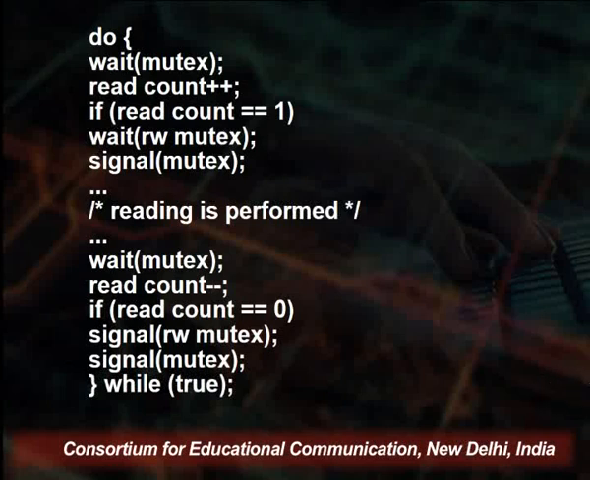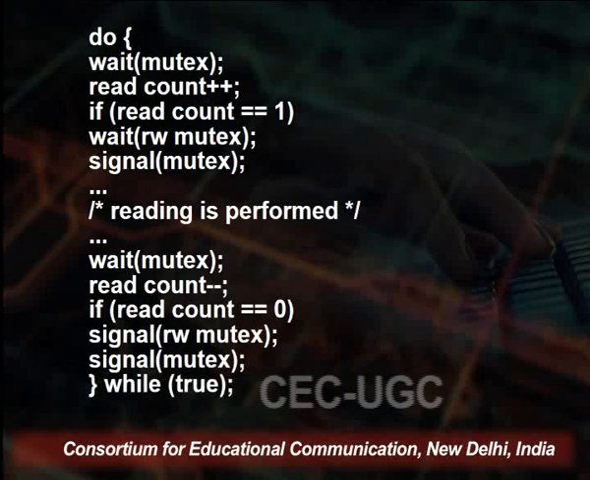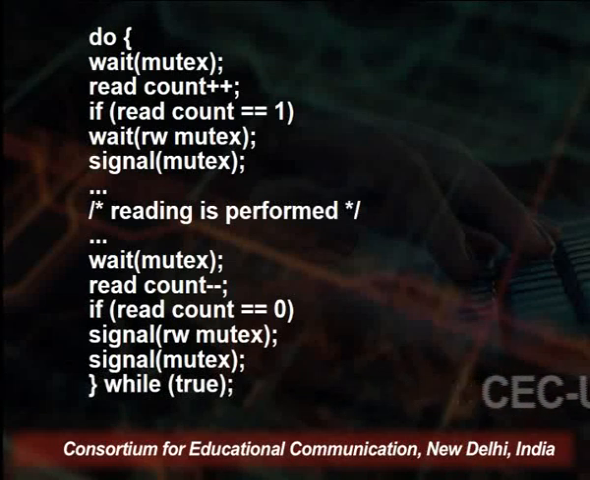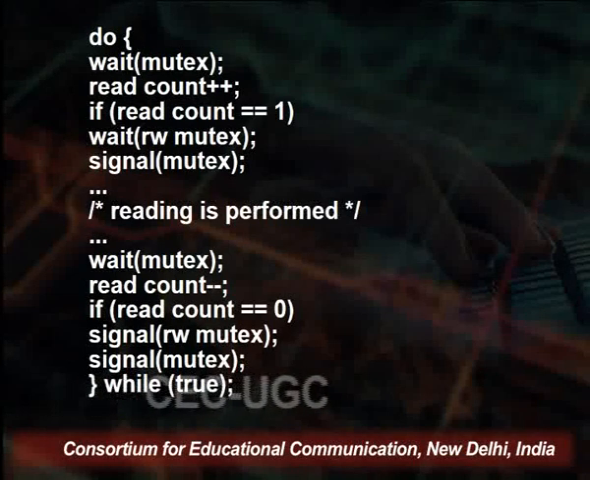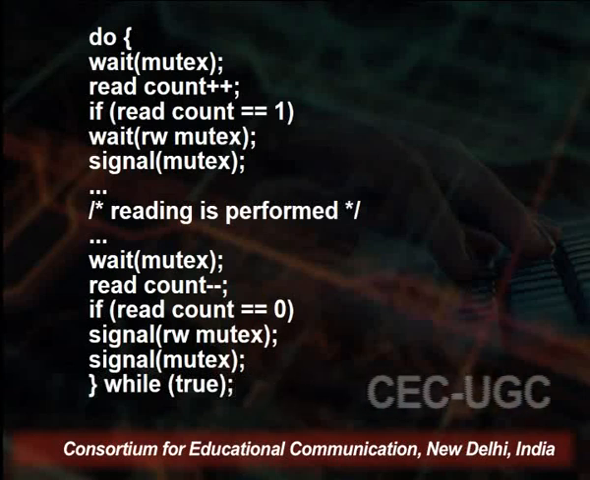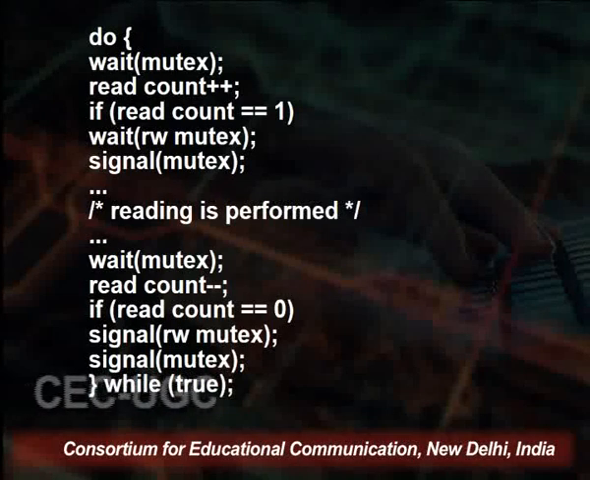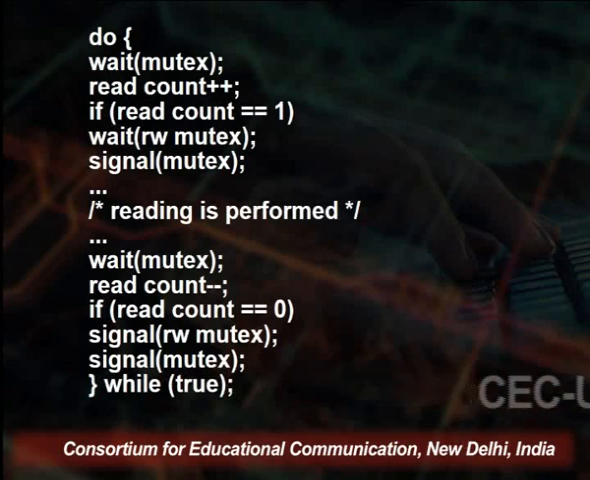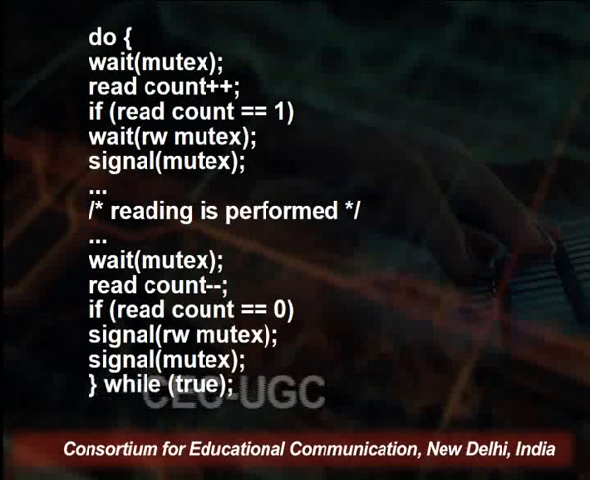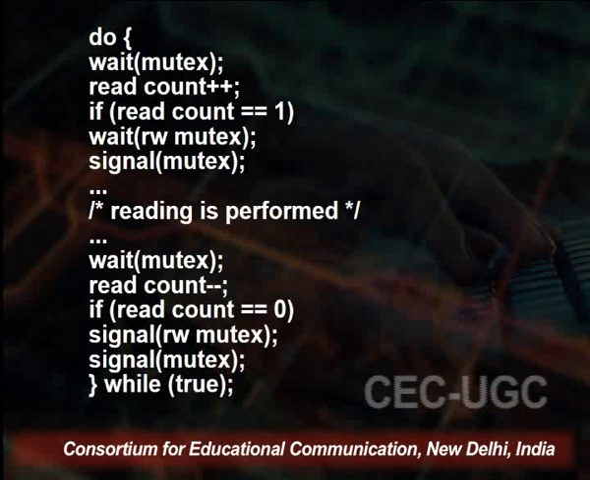Now as the reading has been performed, earlier we incremented the count, now we are going to decrement the read count, because this reader process is relinquishing the control of the mutex. So we have read count minus minus, and if read count equals 0, that means no process is reading the shared data at this point of time. We need to say signal RW mutex and signal mutex both, and this process will go on till we have processes which are requesting access.